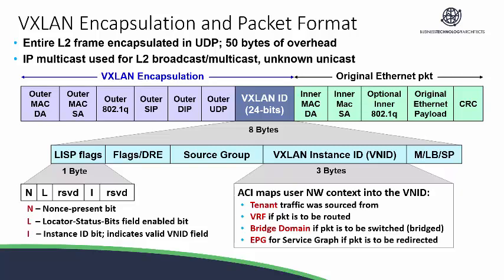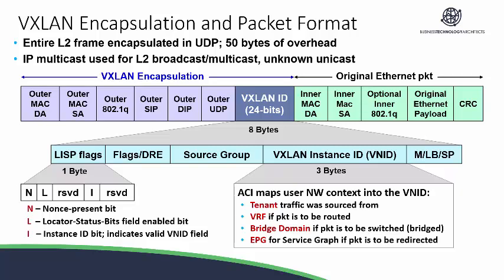The ACI VXLAN VNID is used as a tag to identify forwarding information based on the ingress and egress nodes: the VRF context the packet is a member of, the bridge domain the packet should be forwarded on, and the EPG the frame is sourced from. So EPG, bridge domain, VRF, and tenant as well. Layer 3 VNIDs are used to transport inter-subnet tenant traffic. In the ACI model, traffic that arrives at the fabric ingress and is sent to the ACI fabric default gateway is routed into a virtual network segment known as a Layer 3 VNID.